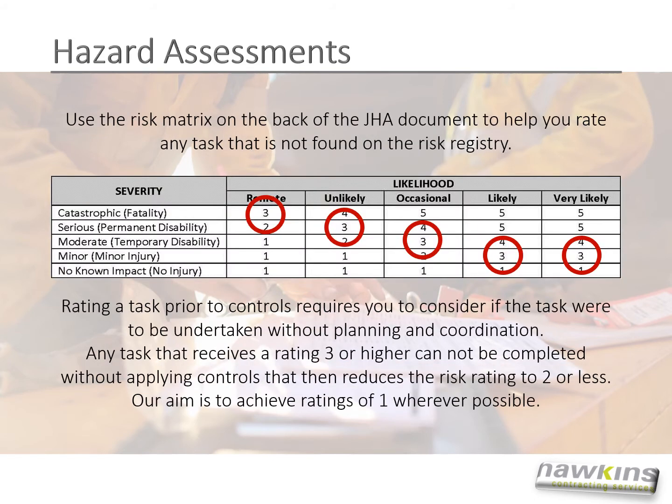For these assessments, use the risk matrix on the back of the JHA document to help you rate any task that is not found on the risk registry. Rating a task prior to controls requires you to consider if the task were to be undertaken without planning and coordination. Any task that receives a rating 3 or higher cannot be completed without applying controls that then reduce the risk rating to 2 or less. Our aim is to achieve ratings of 1 wherever possible.